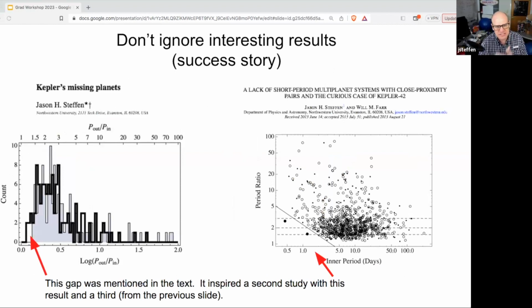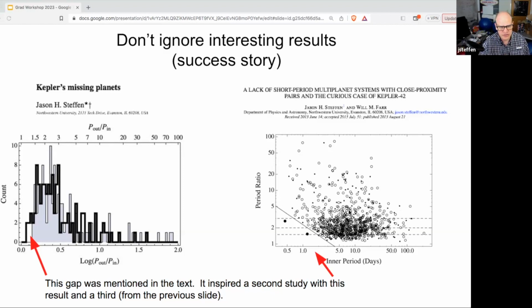Another thing, this is an example of a place where it was more successful. Partway through me writing the paper on the left, Kepler's missing planets, I noticed a discrepancy and I started looking at it in more detail. And that eventually spawned a second paper. And this second paper was actually more interesting than the first one, in my opinion. But it was because I was writing one paper, I saw something interesting in it and spawned a new study that I'm still working on now.